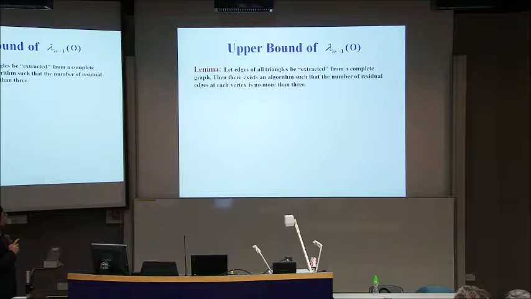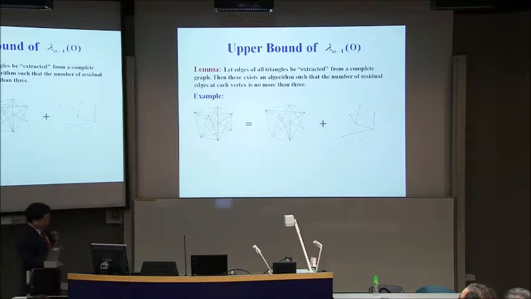So we have to analyze the upper bound. We need the upper bound of the initial graph. I think there are quite interesting results from graph theory. Let the edges of all triangles be extracted from a complete graph. Then there exists an algorithm such that the number of residual edges at each step is no more than three. That means a complete graph can be decomposed like this.